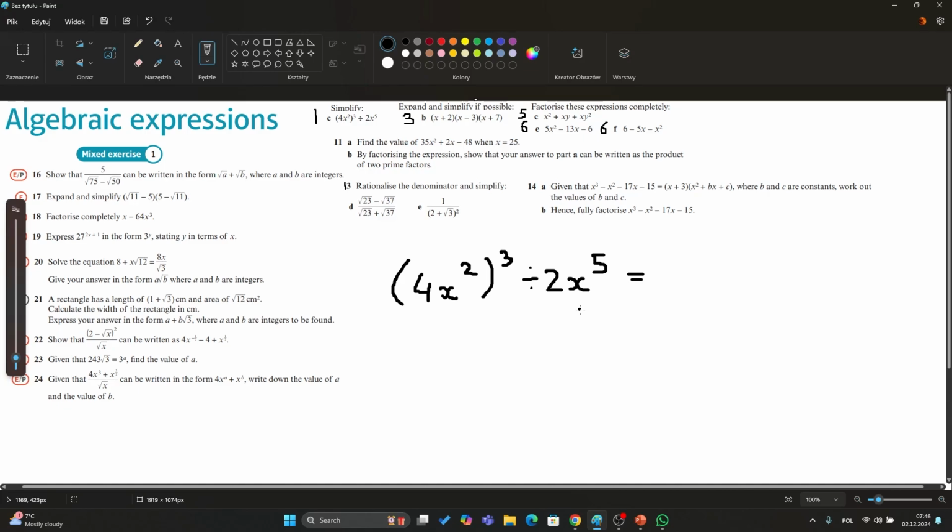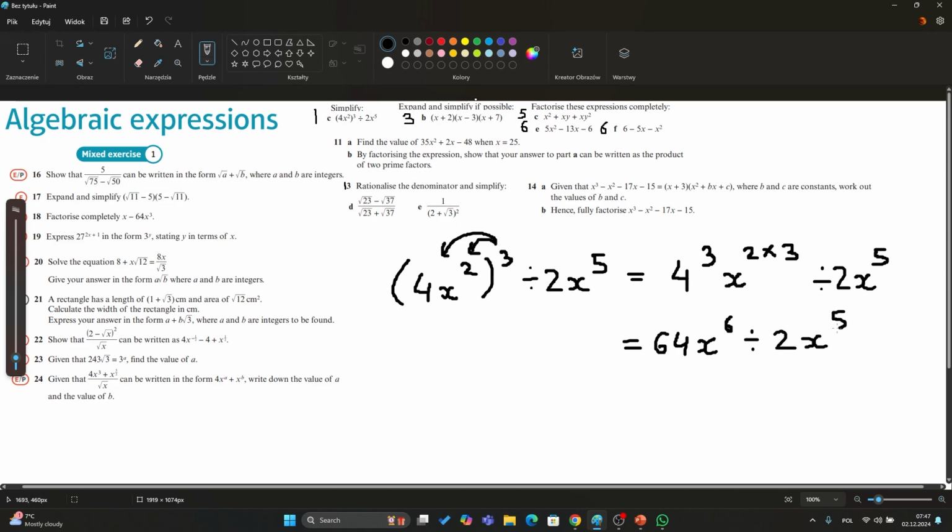In here we're going to use rules of indices, so this by this and this by this, so that will be 4 to the power of 3 and x to the power of 2 times 3 divided by 2x to the power of 5, which equals 64x to the power of 6 divided by 2x to the power of 5, and 64 divided by 2 is 32, and x to the power of 6 divided by x to the power of 5 is x to the power of 6 minus 5, which is x. So it's 32x.